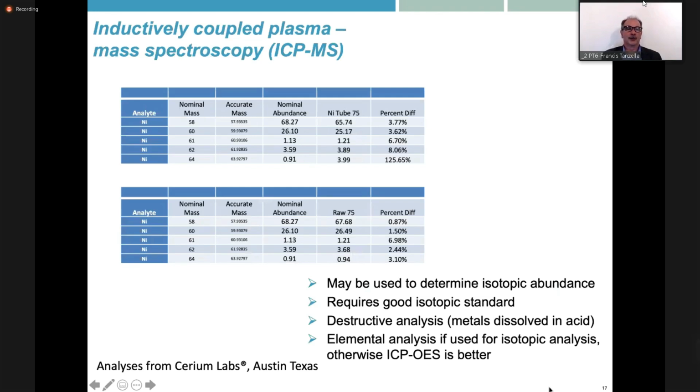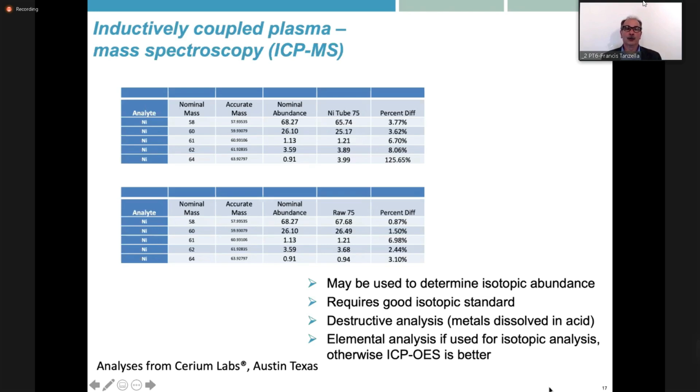ICP-MS can tell you some of the same information that you get from ICP-OES, but also may tell you about isotopic changes in your material. Note the results in the bottom line of the upper table. Here, it's showing a potential isotopic anomaly.